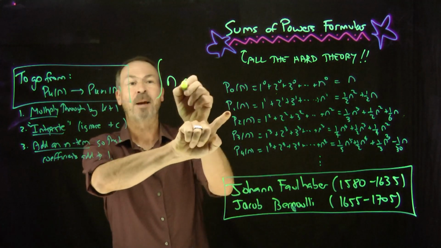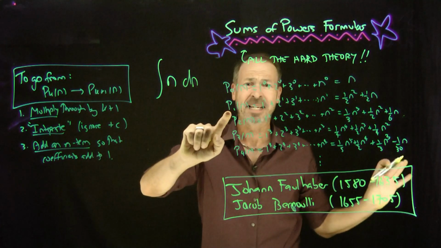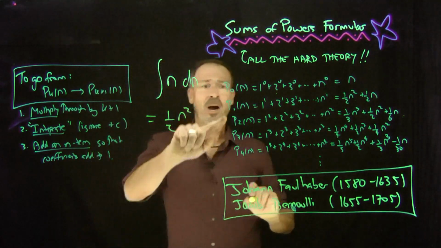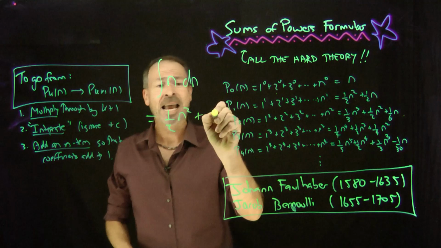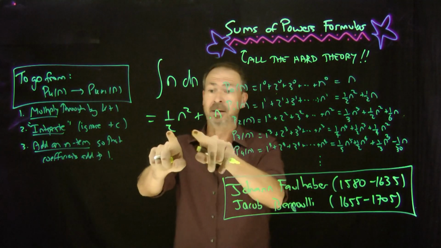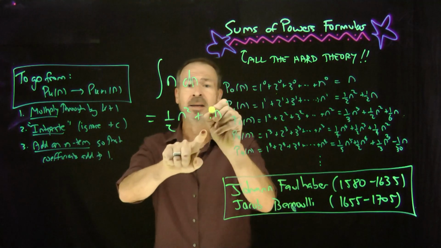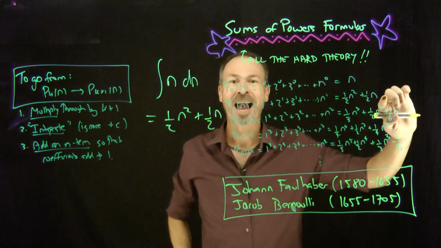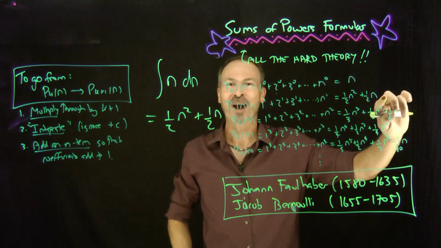And then integrate with respect to n, but ignore the plus c's. I mean, why not just ignore them? There'll be half of n squared. Great. And then add an n term with some coefficient so that both coefficients add up to 1. Half plus something is meant to add up to 1. Oh, half. Half n squared plus half n must be the formula. And look, it is. Grand, grand, and good.